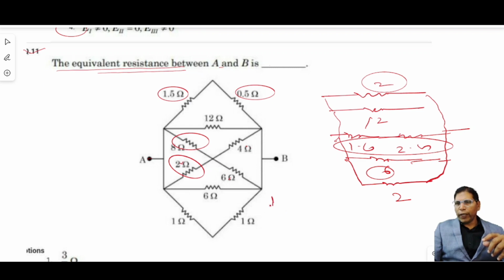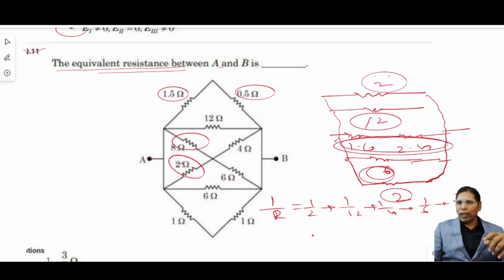Now, equivalent resistance: 1 by R is 1 by 2 plus 1 by 12 plus 1 by 4 plus 1 by 6 plus 1 by 2. Okay, these 2 parallel, these 6 parallel, this 4 parallel, this 12 parallel, these 2 parallel. Now what is the LCM? Look at this, LCM is 12. So this is 6 plus 1 plus 3 plus 2 plus 6.